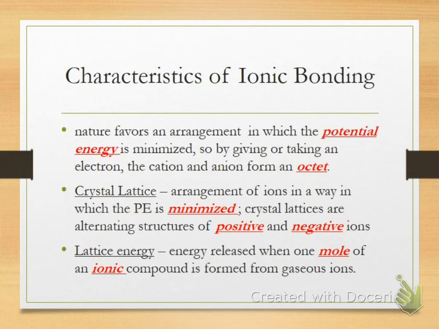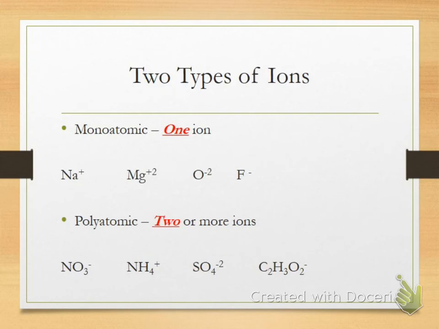There are two types of ions. Monoatomic. Mono means one, which is what we did today on the quiz. Everything was monoatomic. And then there's polyatomic, which is two or more atoms in an ion. What you need to know about polyatomic is that they're actually covalently bonded with a charge.